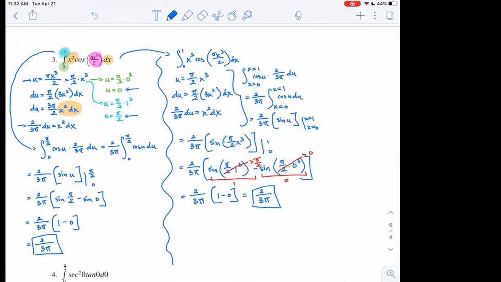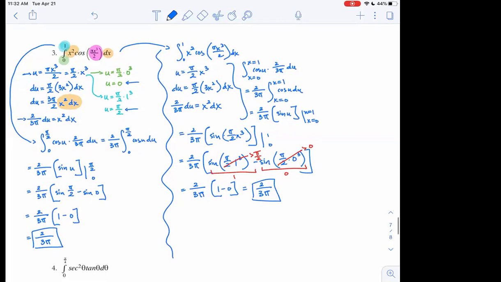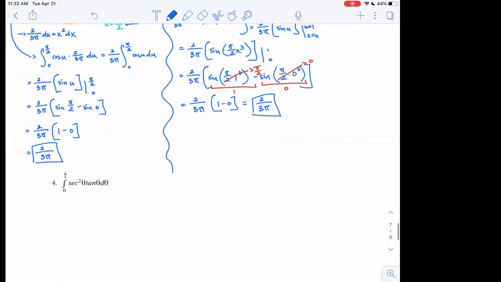So you've got two different methods. It's not necessarily that they're different, but we're sort of changing the order in which we do things. Okay? Any questions about number 3? All right, let's move on to number 4.